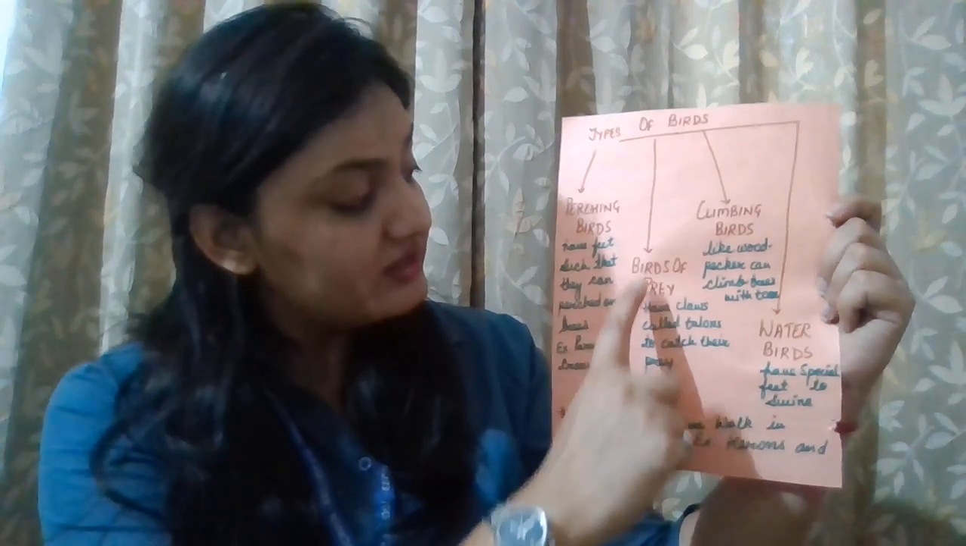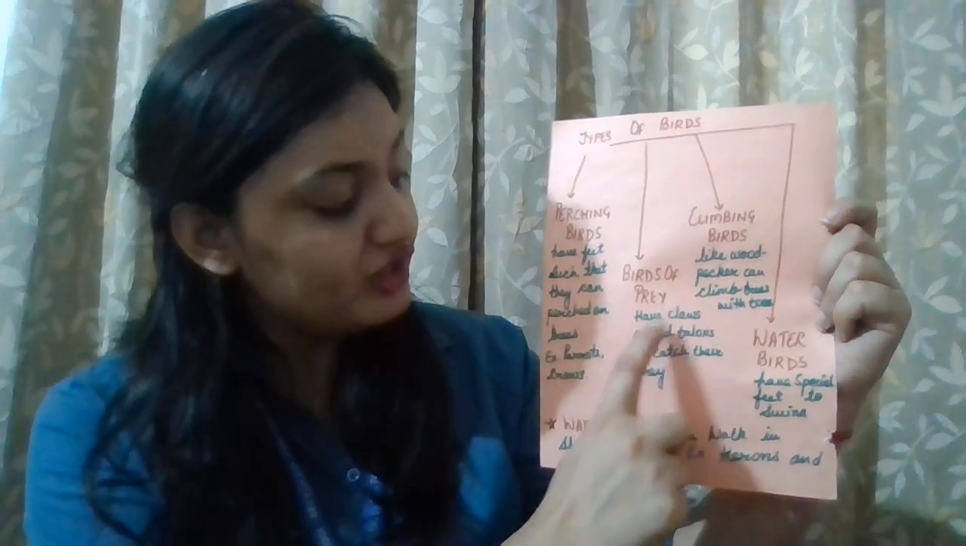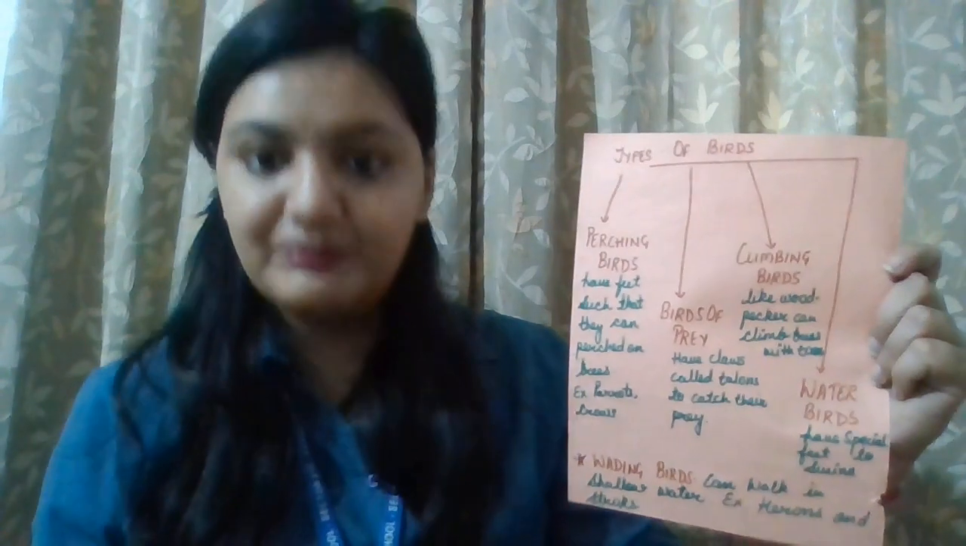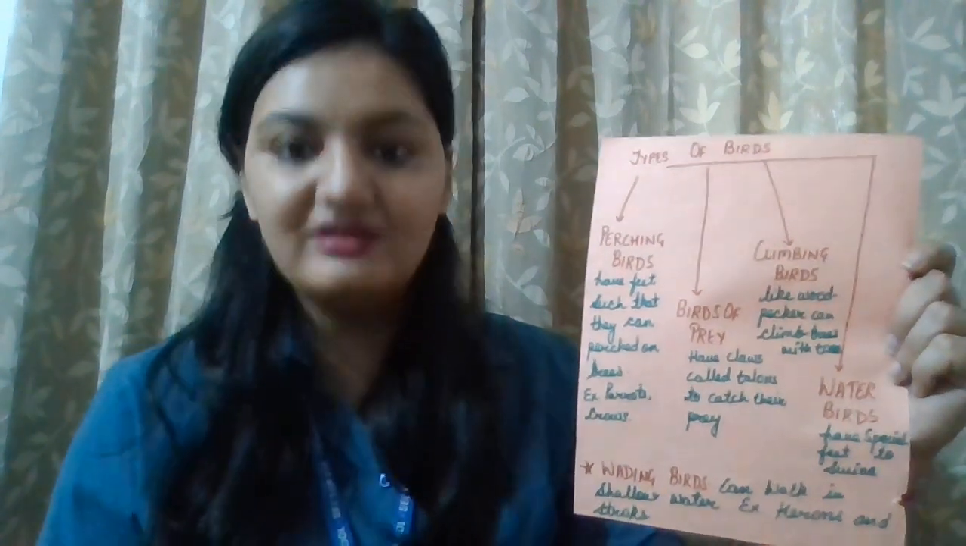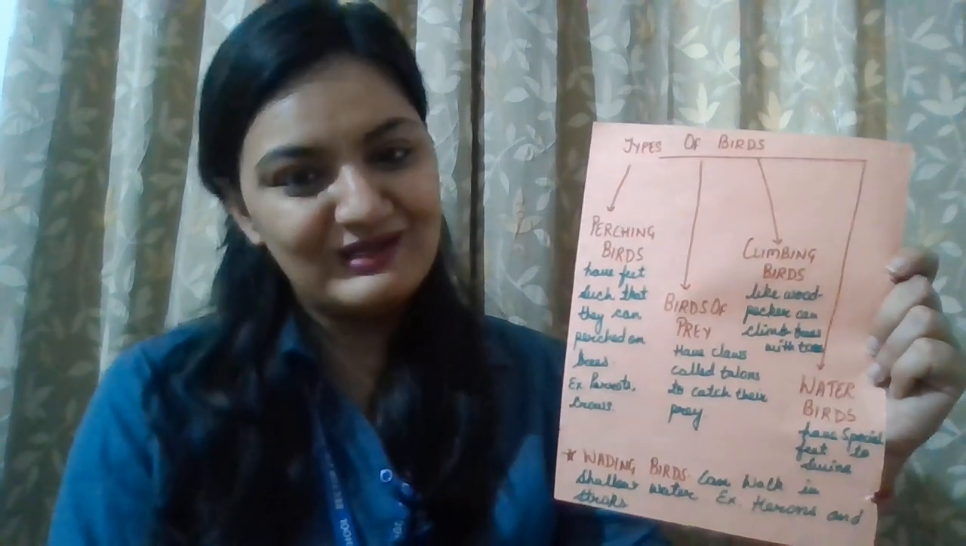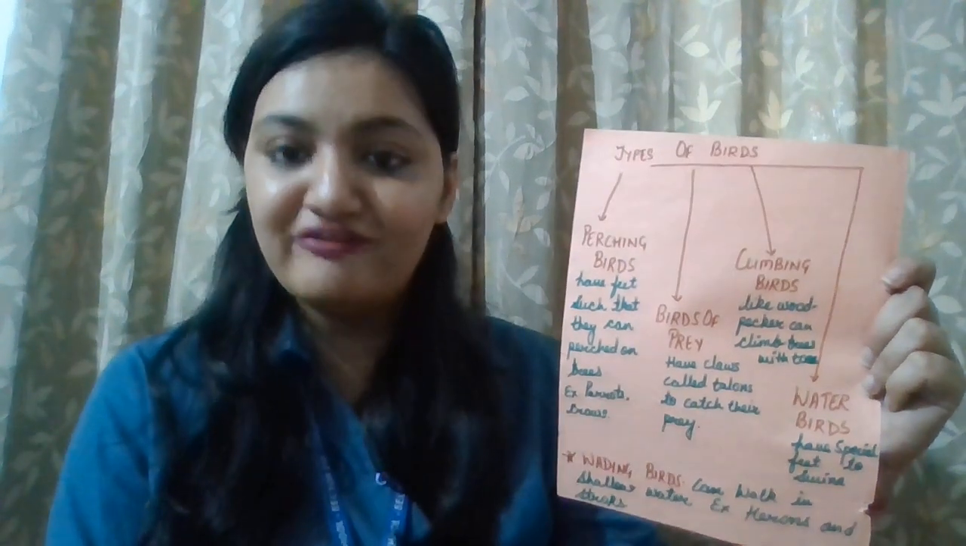So here these birds of prey are having claws. They trap, or you can say they catch their prey with the help of these claws. So they are known as birds of prey.